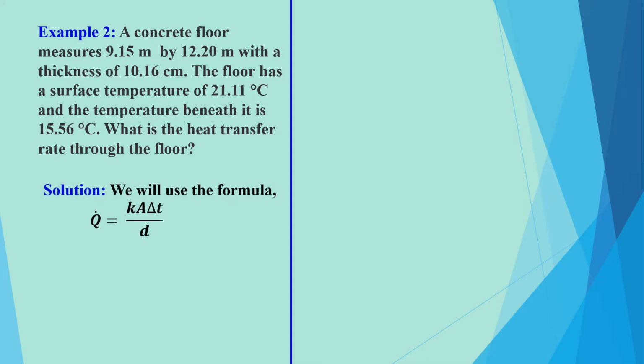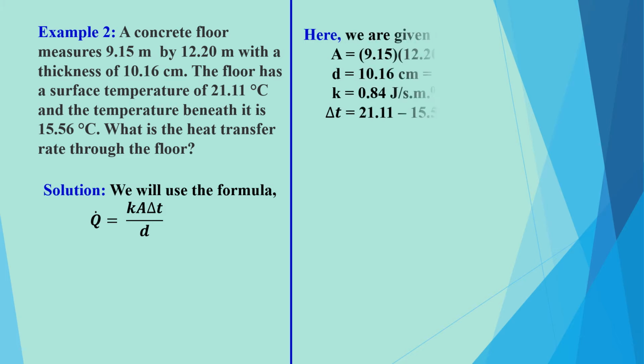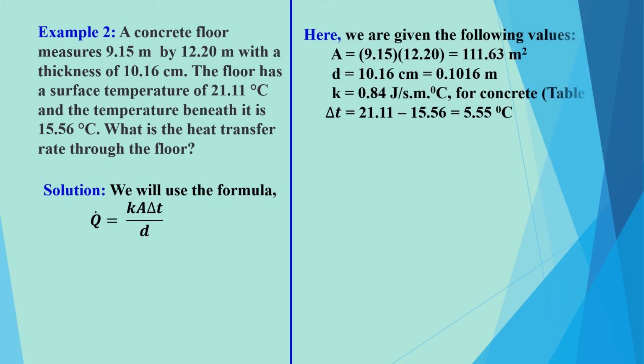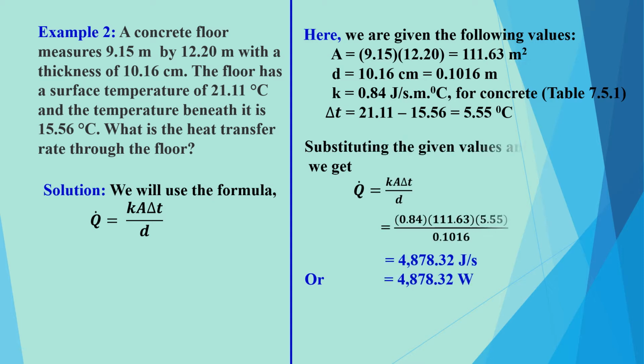Solution. We will use the formula Q dot equals K A delta T over D. Here we are given the following values. The area is length times width, 9.15 times 12.20 equals 111.63 meters squared. The thickness D is 10.16 centimeters or 0.1016 meter.